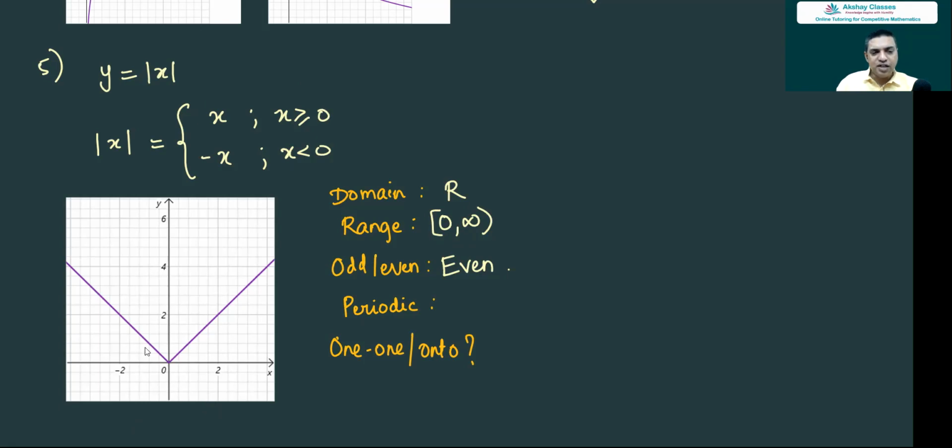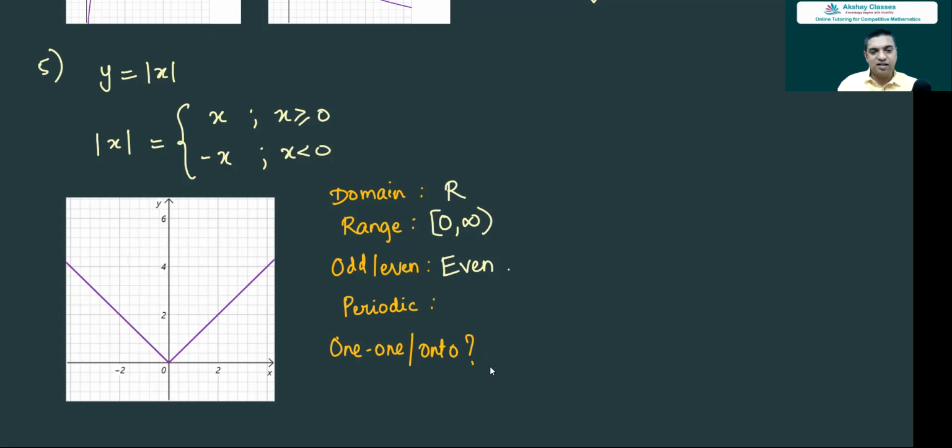What is the range? 0 to infinity. Very good. 0 is included. Next. Is it even or odd? Even. Very good. It is an even function. You can see from the graph, it is symmetric about the y-axis, the line x equal to 0.